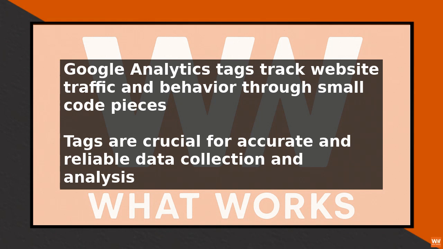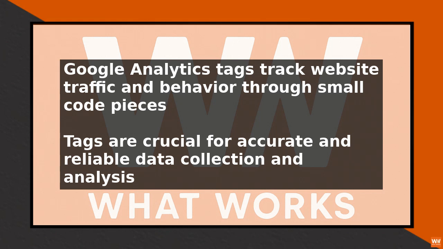A tag is a small piece of code that is placed on your website to track specific events or actions, such as page views, clicks, or form submissions. The tag implementation is the process of setting up and configuring these tags to collect data.